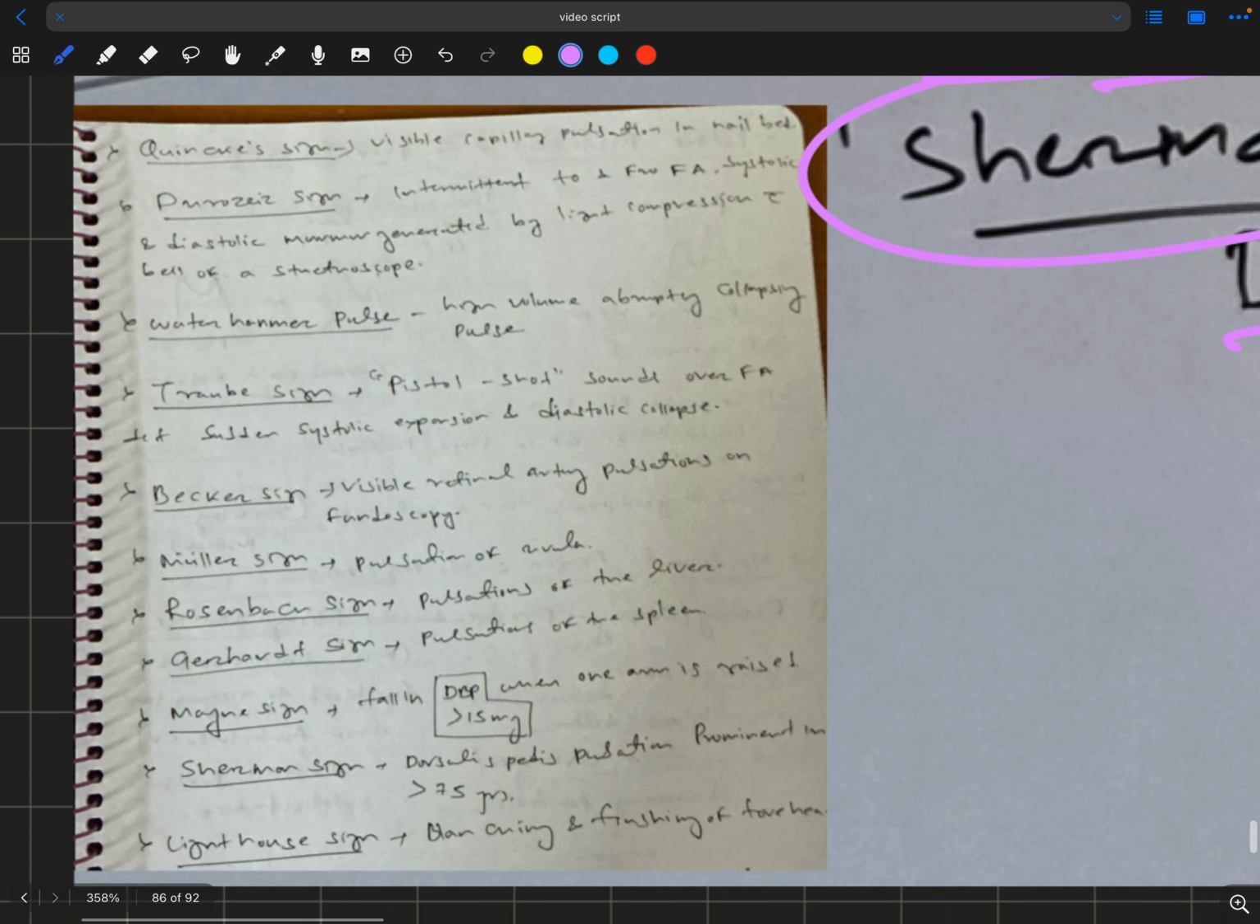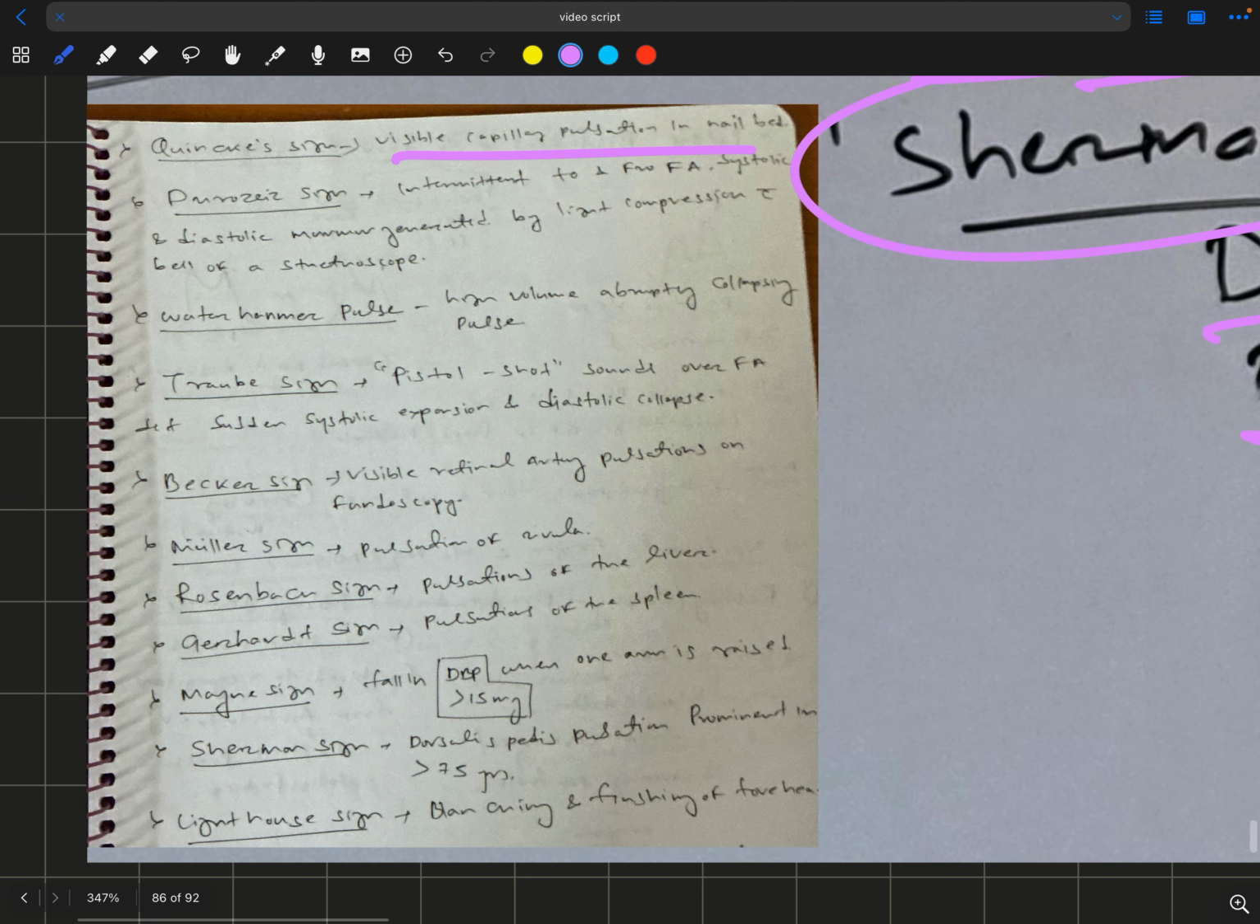So these are the signs. Here you can see Quincke sign, visible capillary pulsation on the nail bed. Duroziez sign, intermittent to and fro systolic diastolic murmur generated by light compression of the stethoscope with the bell. Waterhammer pulse, a high volume abruptly collapsing pulse. Traube sign is pistol shot sound over the femoral artery due to sudden systolic expansion and diastolic collapse. This is the main pathology here: sudden systolic expansion and rapid diastolic collapse.